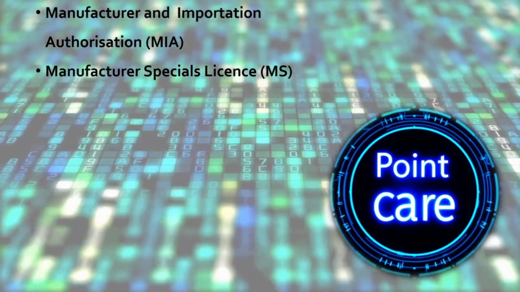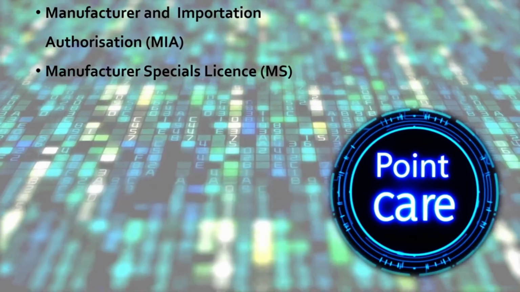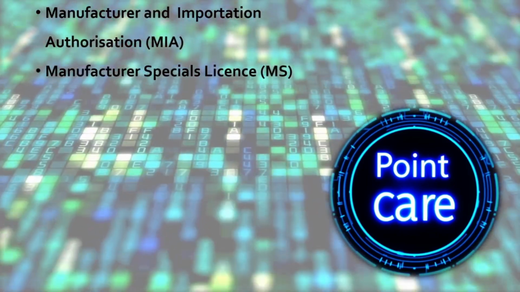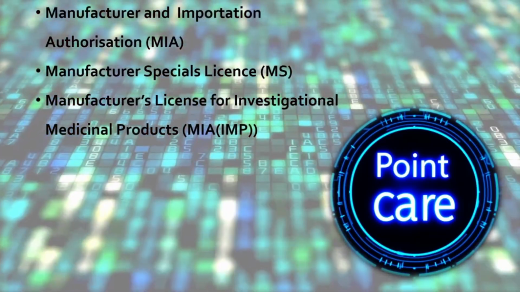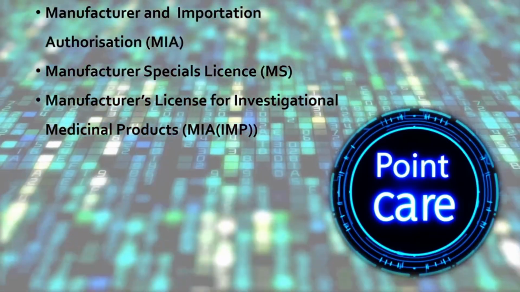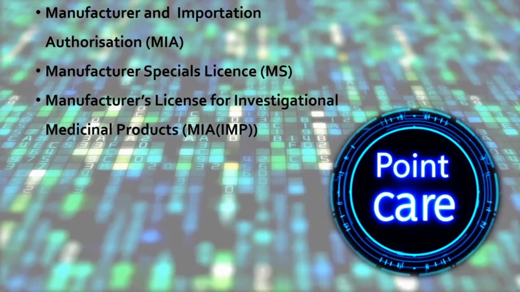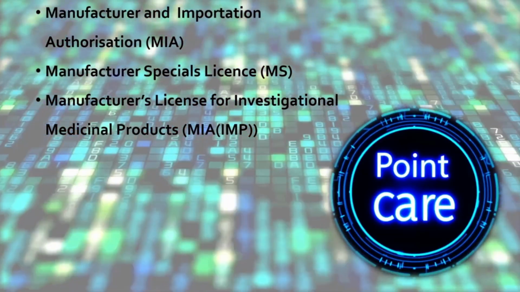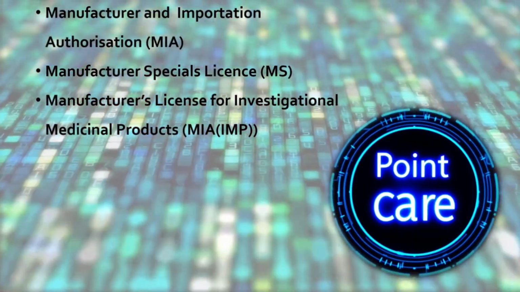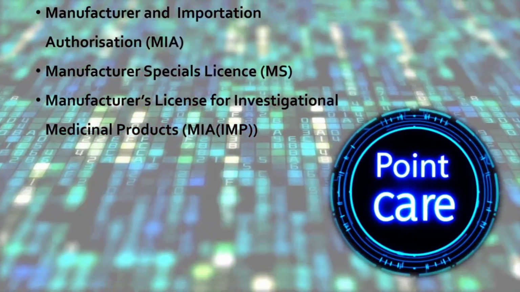products. The third type of manufacturing license under which decentralized manufacture could be considered is the MIA IMP license. This would be required where decentralized manufacturing involves investigational medicinal products, or IMPs. A clinical trials authorization, or CTA, would also be required. This ensures that clinical trials are conducted ethically and that patient safety is prioritized.